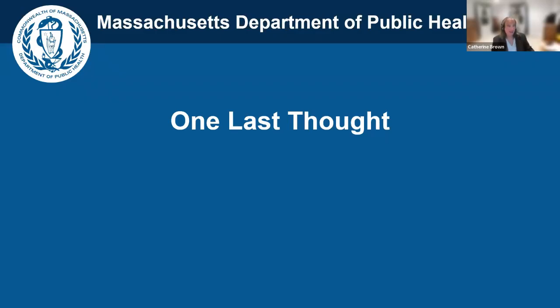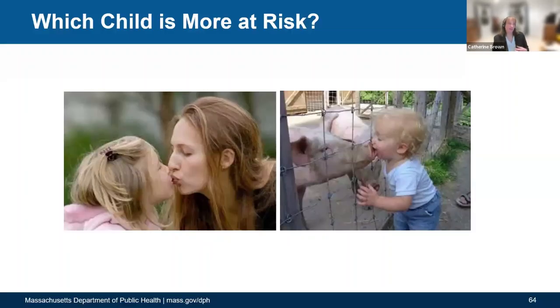My one last thought, and this will be mainly for you to go off and think about on your own tonight, is these children. Which child is more at risk?